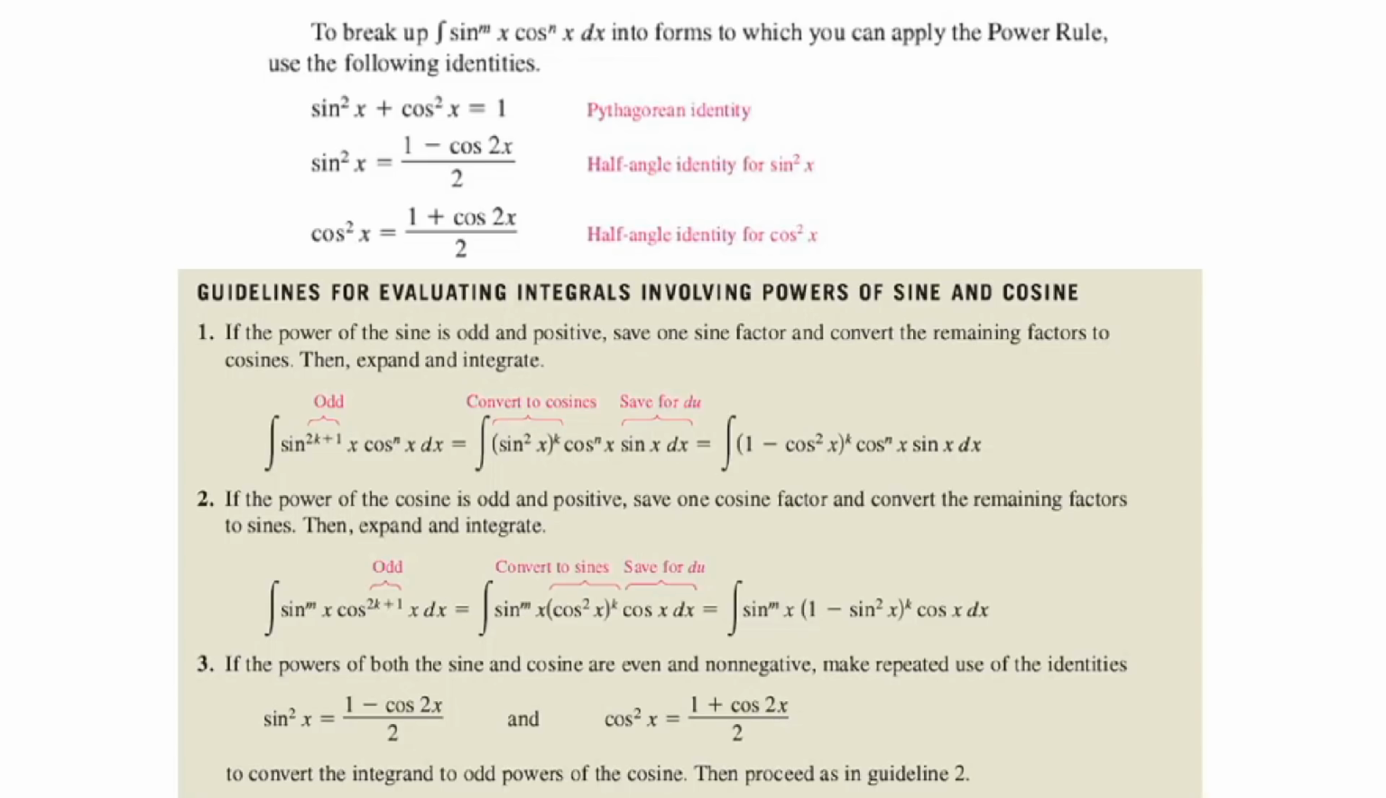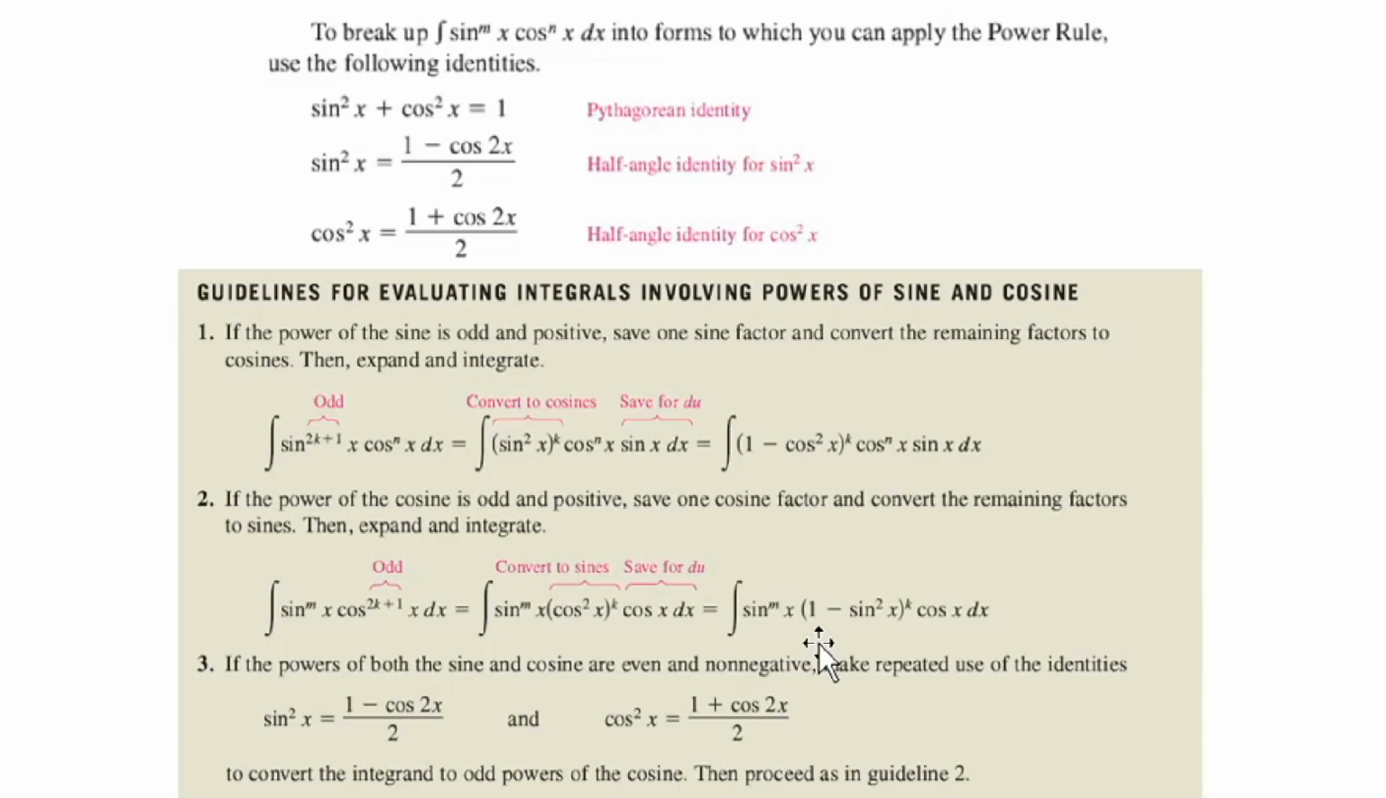of x dx is equal to sine to the power of m of x, and then you replace now the meaning of cosine squared x, which is now 1 minus sine squared x, the quantity of that is raised to the power of k, times cosine x dx.